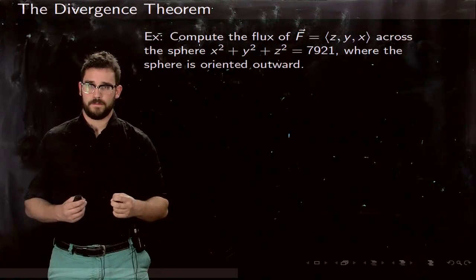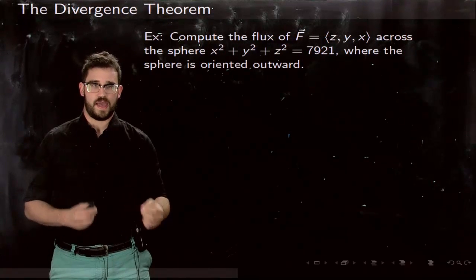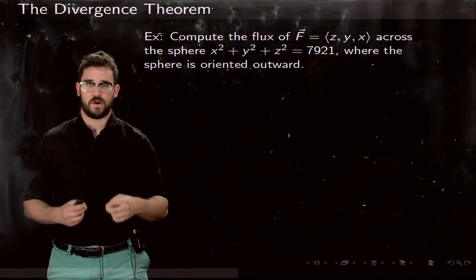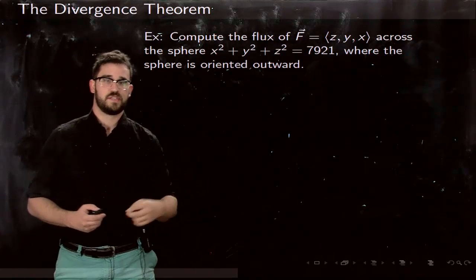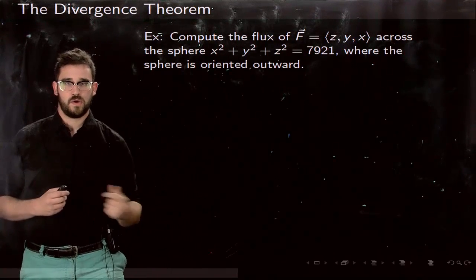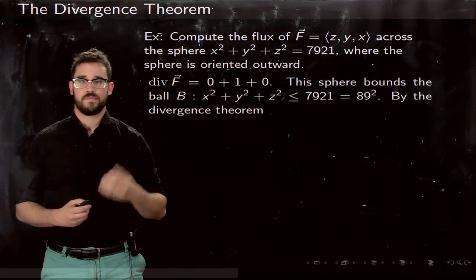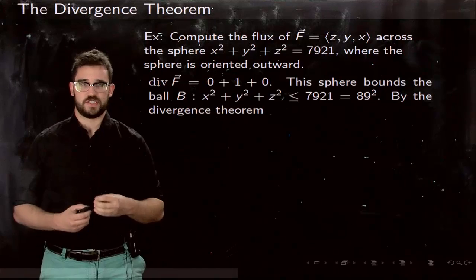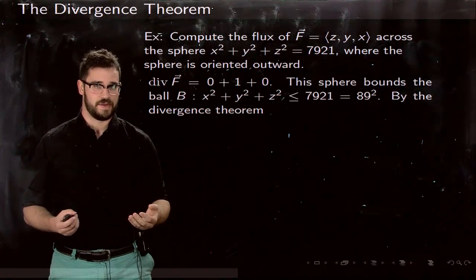Let's try an example. Compute the flux of F equals zyx across the sphere x squared plus y squared plus z squared equals 7,921, where the sphere is oriented outward. Well, the divergence of F is just equal to 0 plus 1 plus 0. That's really nice. Wonder why we did that.